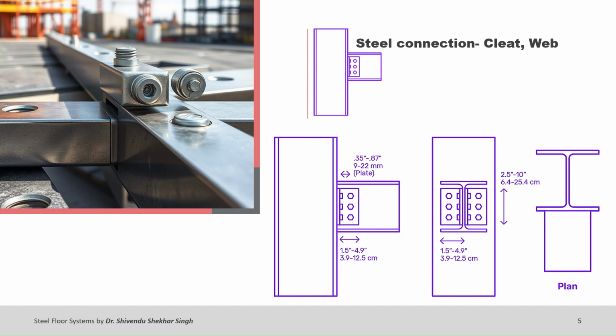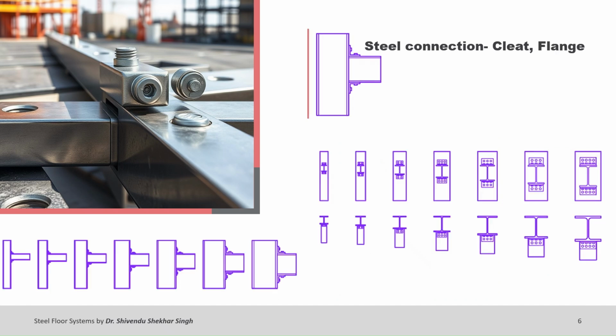Web cleat steel connections are available in a range of sizes with plate widths between 1.5 inches and 4.9 inches, a depth between 1.5 inches and 4.9 inches, and an overall height between 2.5 inches and 10 inches. Plate thicknesses are commonly between 0.35 inches and 0.87 inches. Careful consideration of design parameters, such as cleat dimensions and fastener placement, is crucial for ensuring the optimal performance of web cleat connections in steel structures.